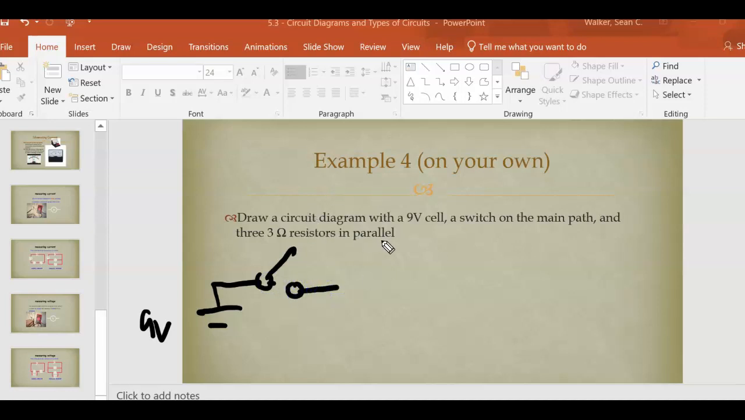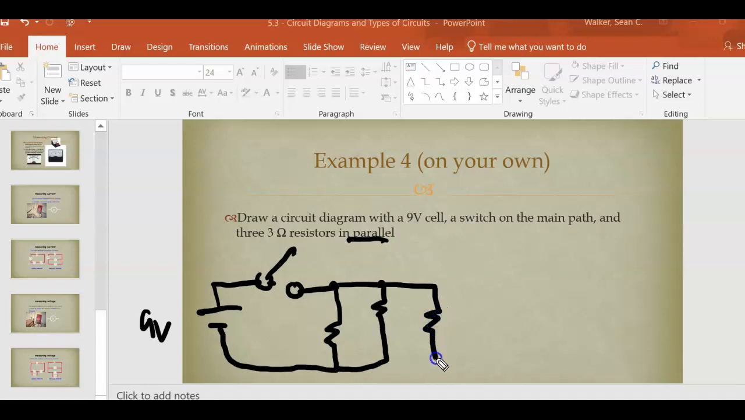And then in parallel means that each of these resistors needs to have its own pathway. So let's say I do one like this, and then I do another one like this, and then I do another one like this. Okay. Notice, by the way, that parallel is always more complicated to draw than series.